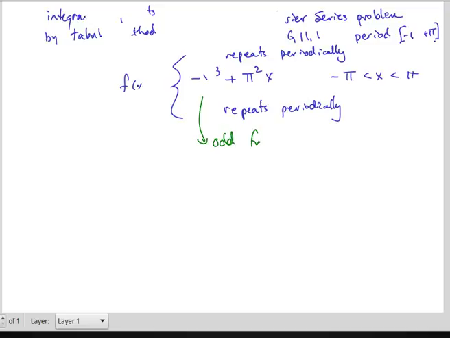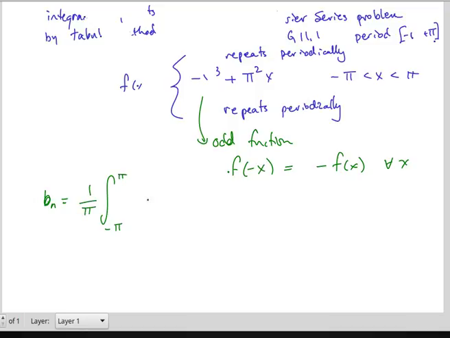As you can see, f of negative x is going to be equal to negative f of x for all x, so it just has sinusoid components. We're going to want to compute b sub n equal to the integral from minus pi to pi of 1 over pi of f of x sine n x dx. Again, the period is 2 pi, so we don't have to make any adjustment on the sinusoid.